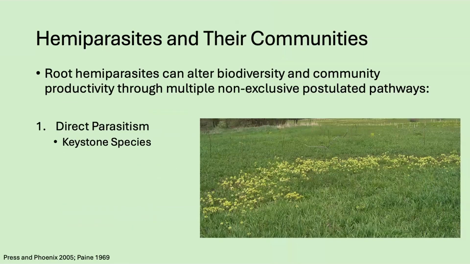Hemiparasites such as Pedicularis are postulated to alter biodiversity and community productivity through a few different pathways. For example, through direct parasitism, where they may act as a keystone species. I'm defining a keystone species here as a species that's relatively small in its number or biomass compared to the impact it's having on its community. According to this hypothesis, Pedicularis would increase biodiversity by suppressing competitively dominant species, thereby allowing competitively subordinate species to become more abundant.